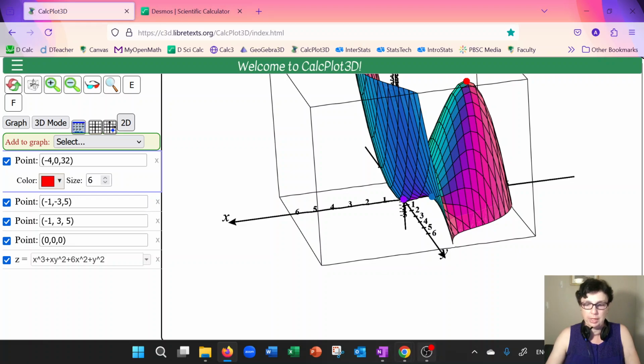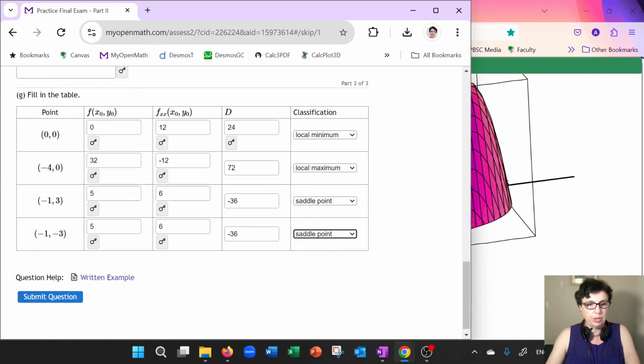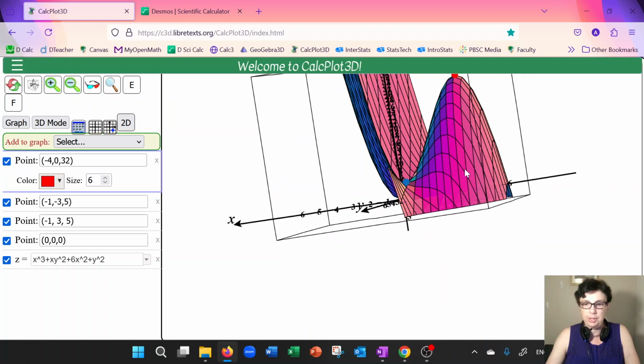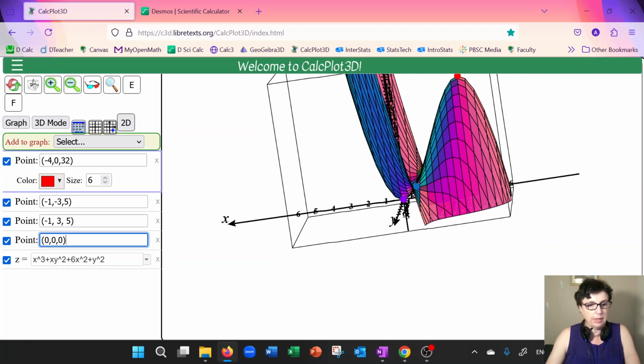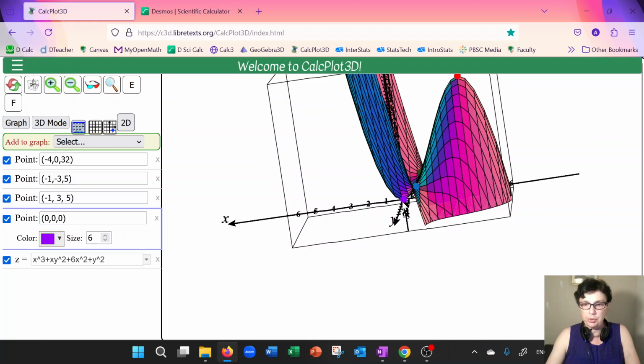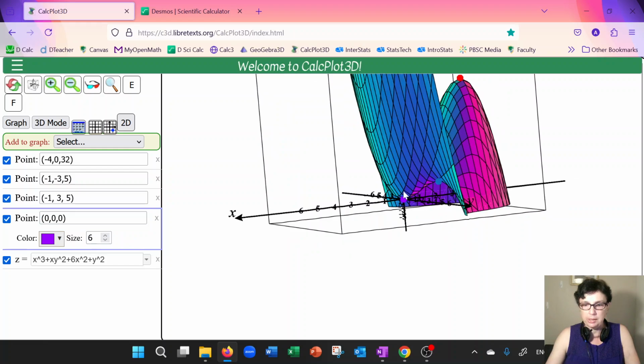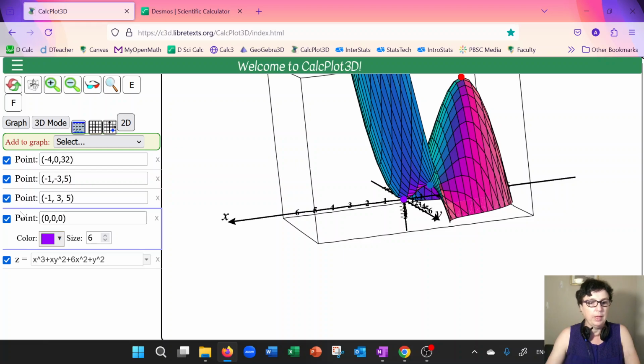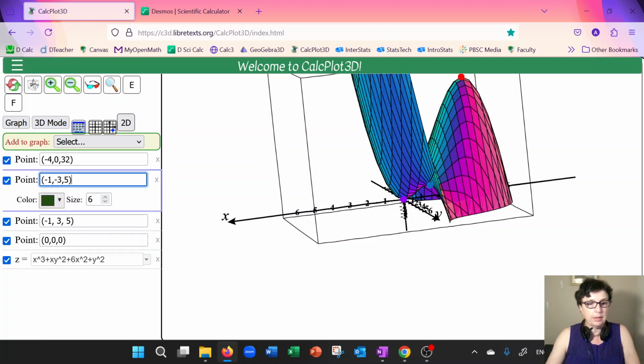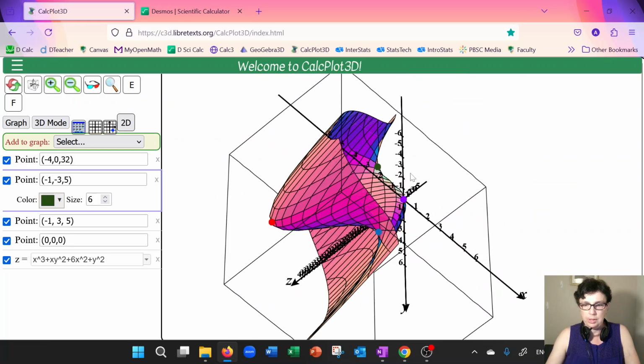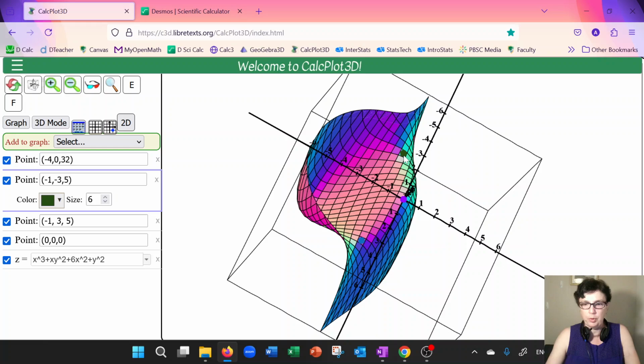Okay, then I've got (0, 0, 0). So according to what I said, what was (0, 0, 0)? (0, 0, 0) was a minimum. Okay, so where is (0, 0, 0)? That is this point, it's purple, so you can see it, right? That's a minimum, that makes sense. This looks like a minimum, okay? And then the other ones, (-1, -3, 5), and this one is green. I'm not sure you can see, oh, okay, you can see that green point right there.